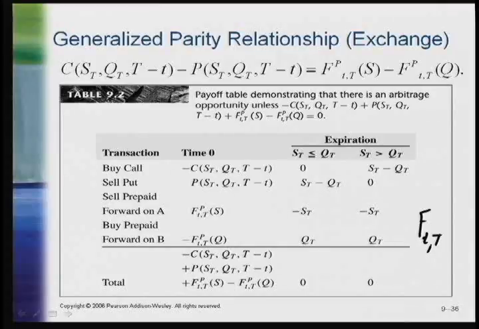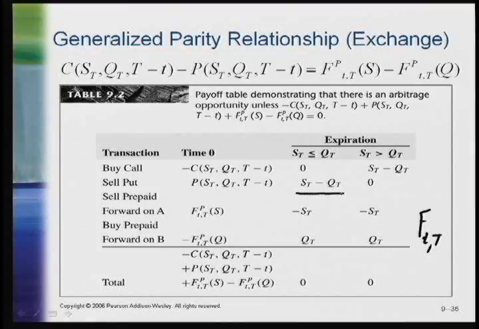This generalizes put-call parity, but let's go through this example. So first of all, if we buy this call, you see on the left-hand side, this will be the cost. We're going to buy the call, sell the put. We have a forward on S, and we're selling that, and we're buying the forward on Q. So what happens at expiration? Well, it depends on the relationship between S and Q. So if S is less than Q, what's going to happen?